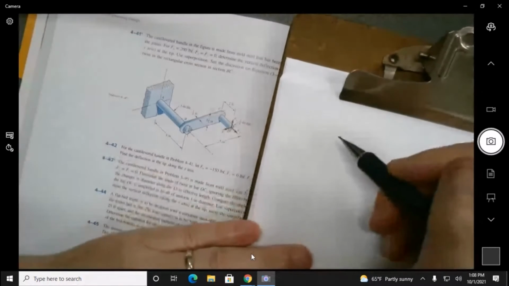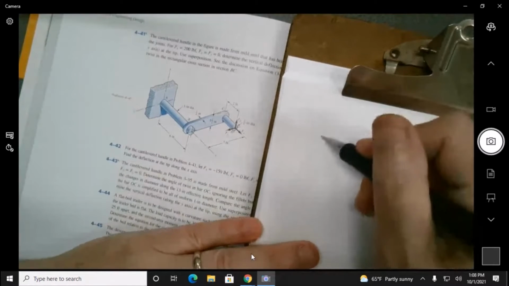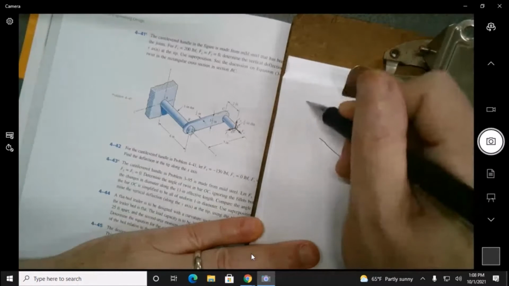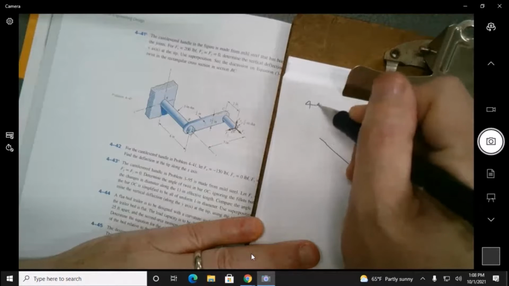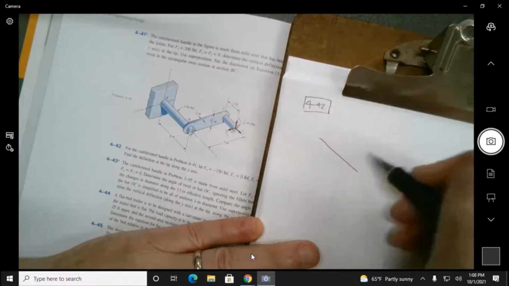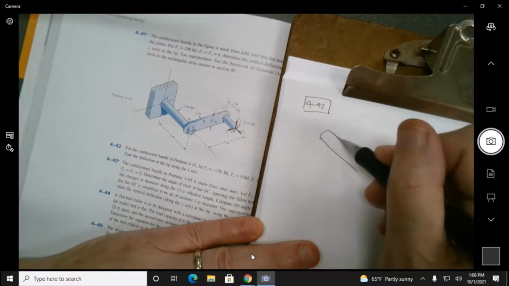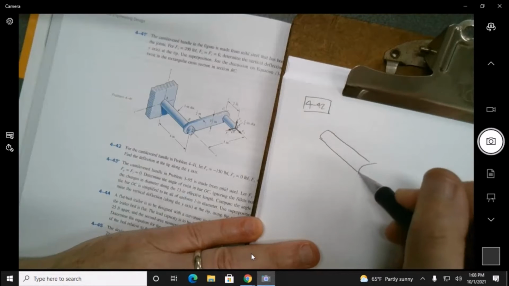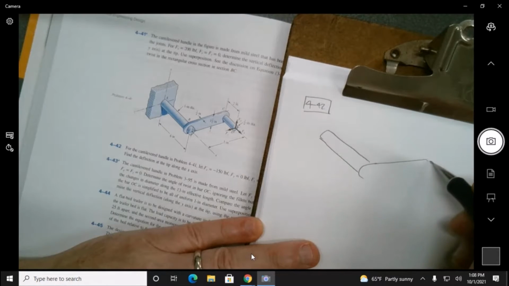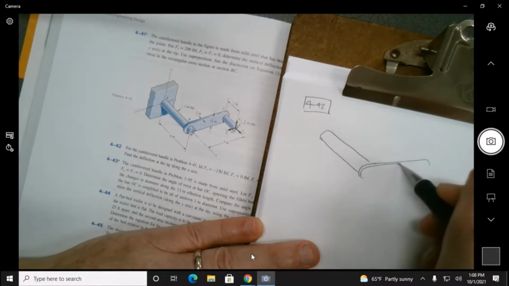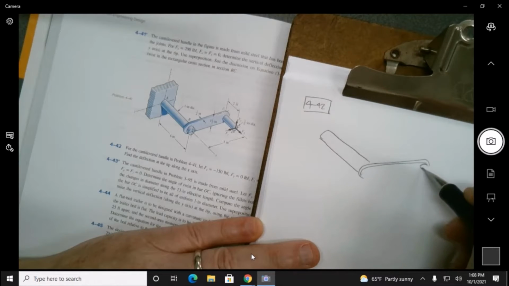I'll try to see this one. All right, so I'll make my preliminary sketch. This is going to be problem 442. I won't try to go too crazy, but I think we can get a good sketch. It's good practice too.